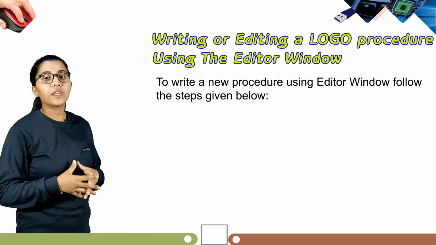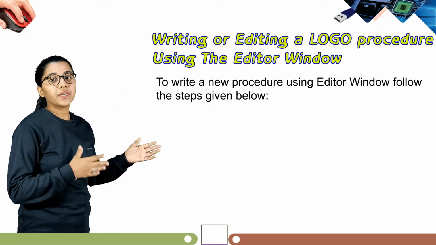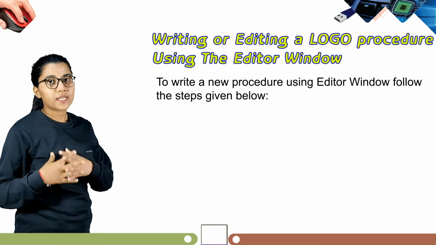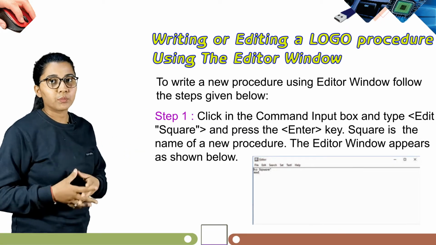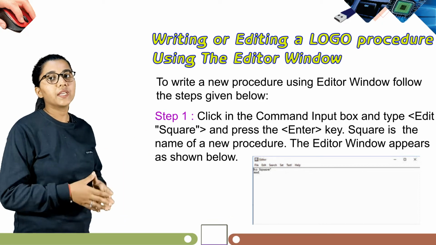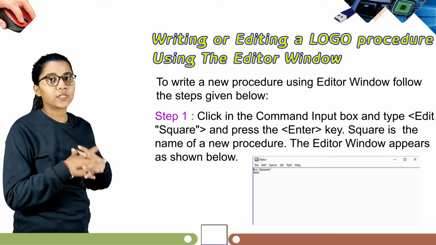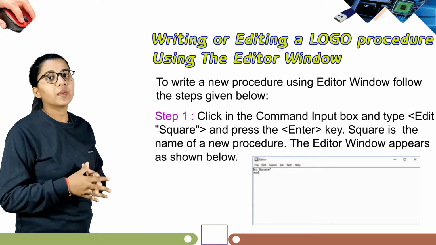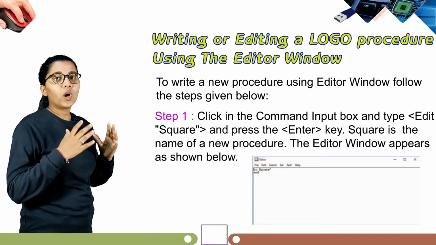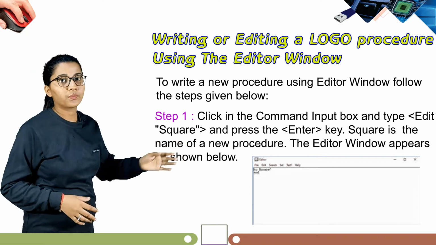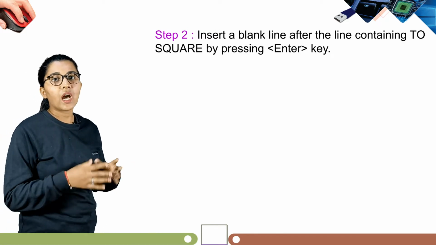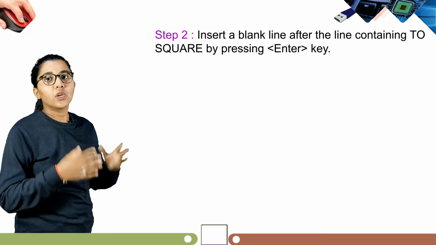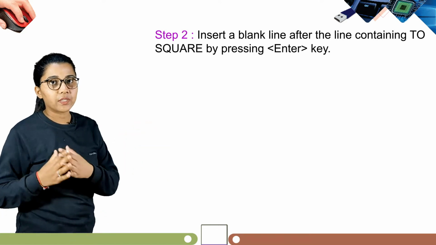Now, to write a new procedure with the editor window, follow the following steps. So, our step 1 is click in the command input box and type edit square and press the enter key. Square is the name of a new procedure. Window appears as shown below. Now, step 2, insert a blank line after the line containing TO square by pressing enter key.